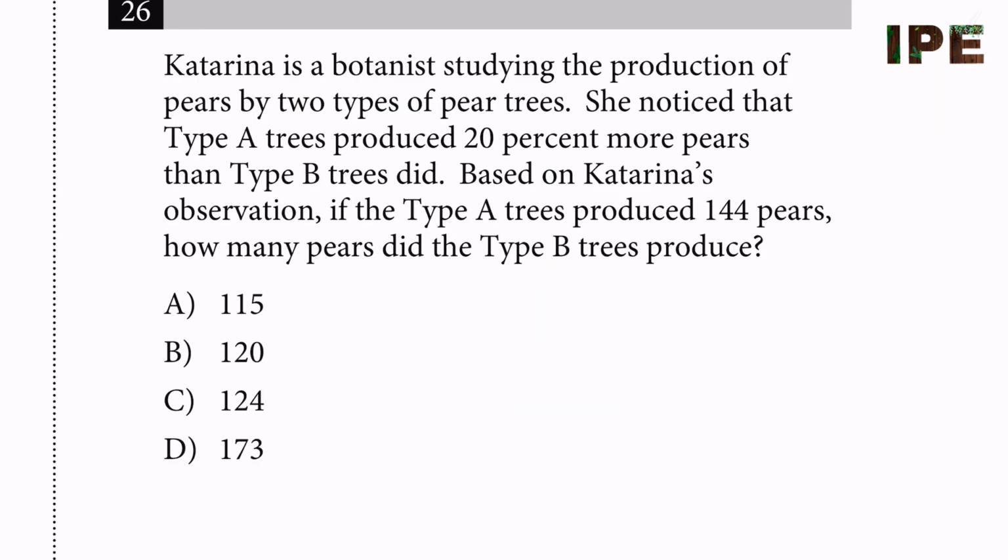Okay, Catalina is a botanist studying the production of pears by 2 types of pear trees. He noticed that type A trees produced 20% more pears than type B trees did. So type A trees produced 20% more than type B.